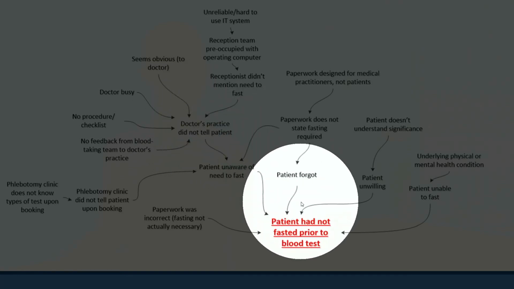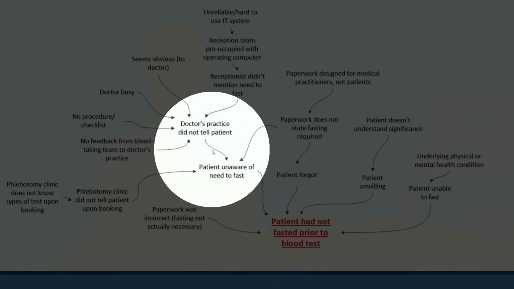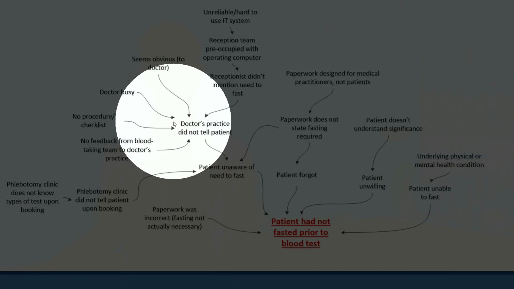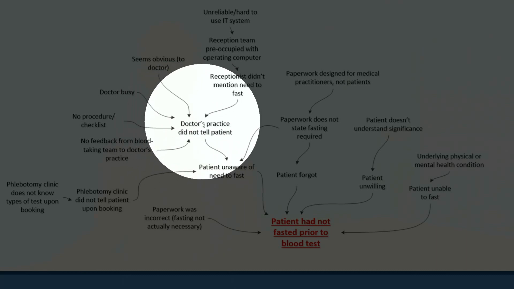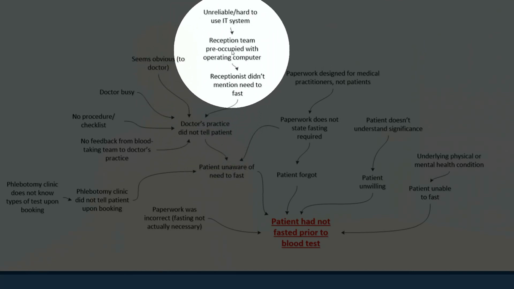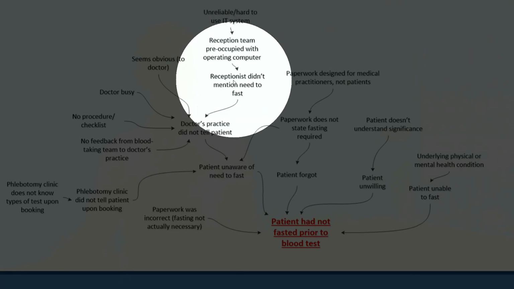Because actually if the problem isn't just that the patient hasn't fasted, but it's that the doctor hasn't told the patient, that might help illuminate how you go about solving or resolving the problem. And you also get causal chains. So you can see here there's a chain around the IT that's used. So when I went for my blood test, they seemed to be really struggling to get the system to print. Maybe that means they just forgot to mention that I need to fast.